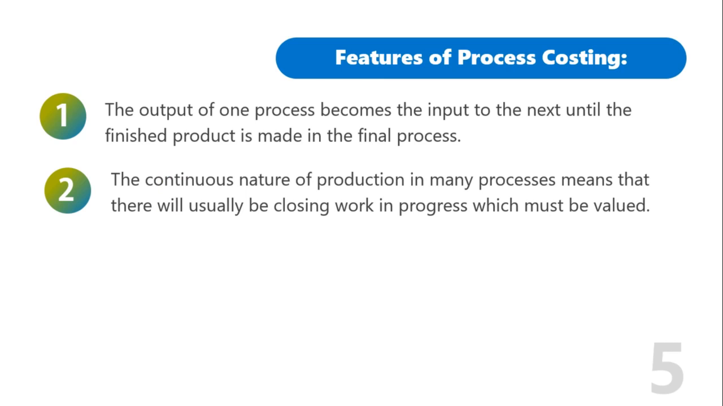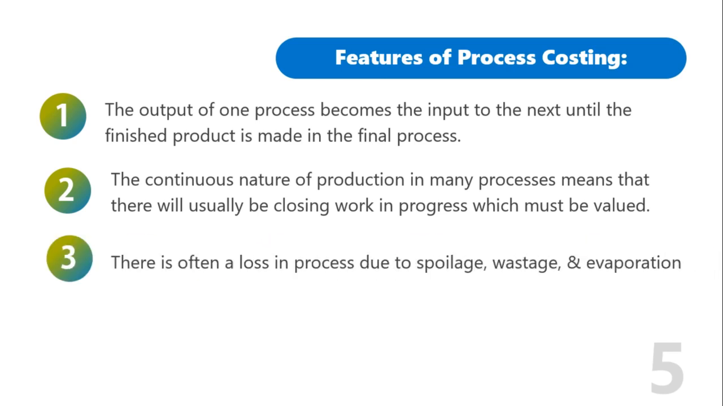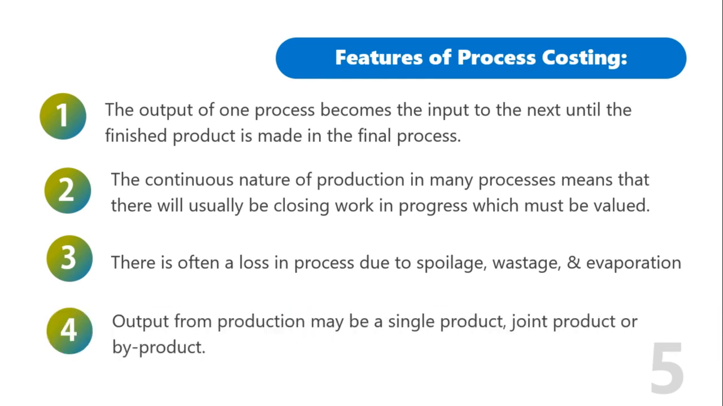And then number 2, the continuous nature of production in many processes means that there will usually be closing work in progress, and of course in most cases this must be valued. Number 3, there is often a loss in process due to spoilage, wastage, and evaporation. Then number 4, output from production may be a single product, joint products, or by-product. So these are the 4 major unique features of process costing that I can bring forward for you to appreciate.